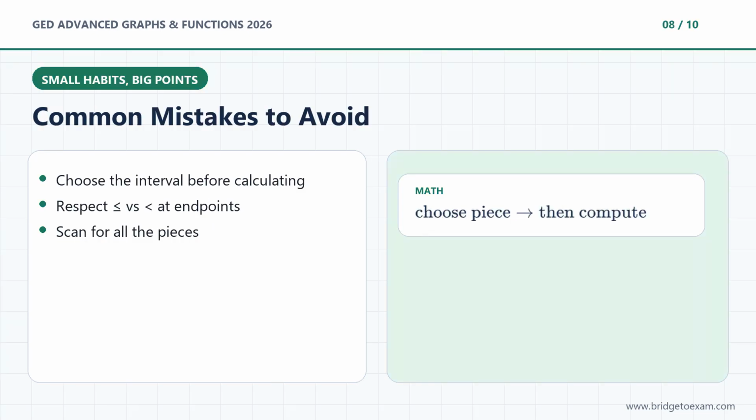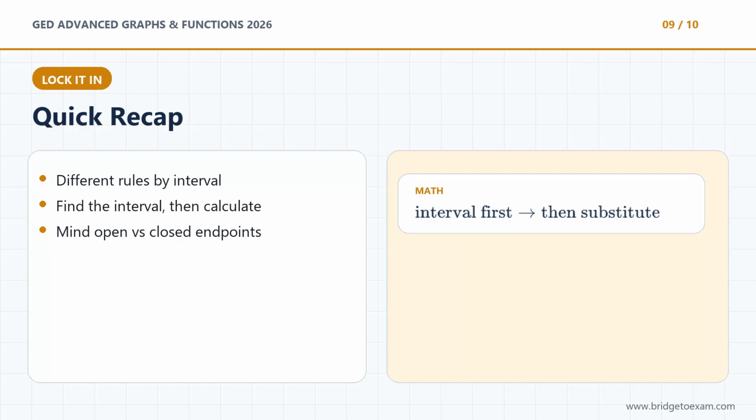Three traps. First, never calculate before choosing the correct interval. Second, respect the equal bar at endpoints. It decides which piece owns the cutoff. Third, do not assume a function has only one rule. Always scan for the pieces. Choose carefully, then compute. Let's lock it in.